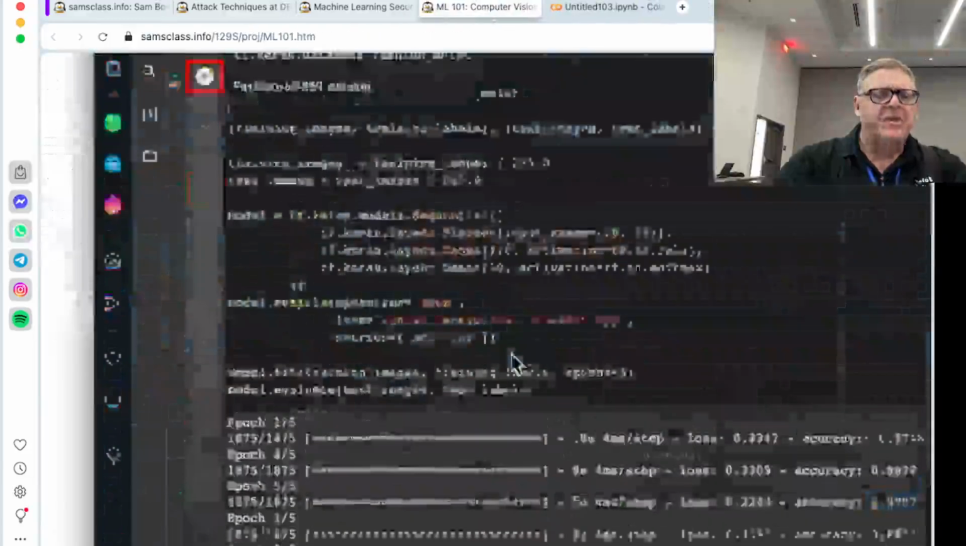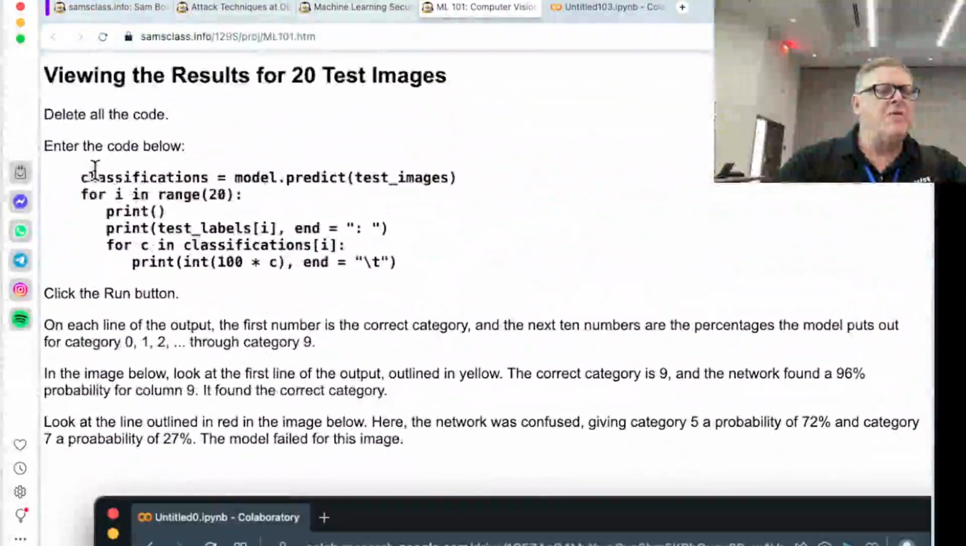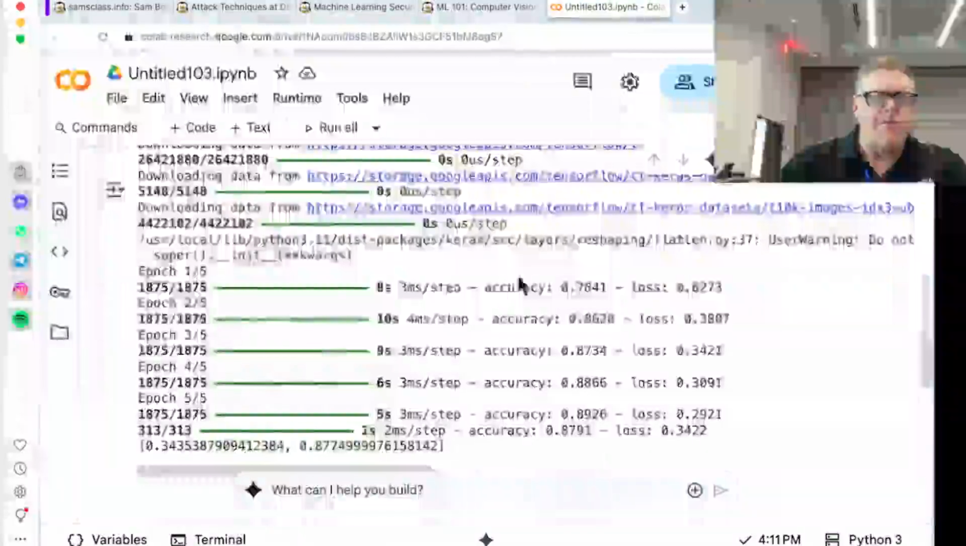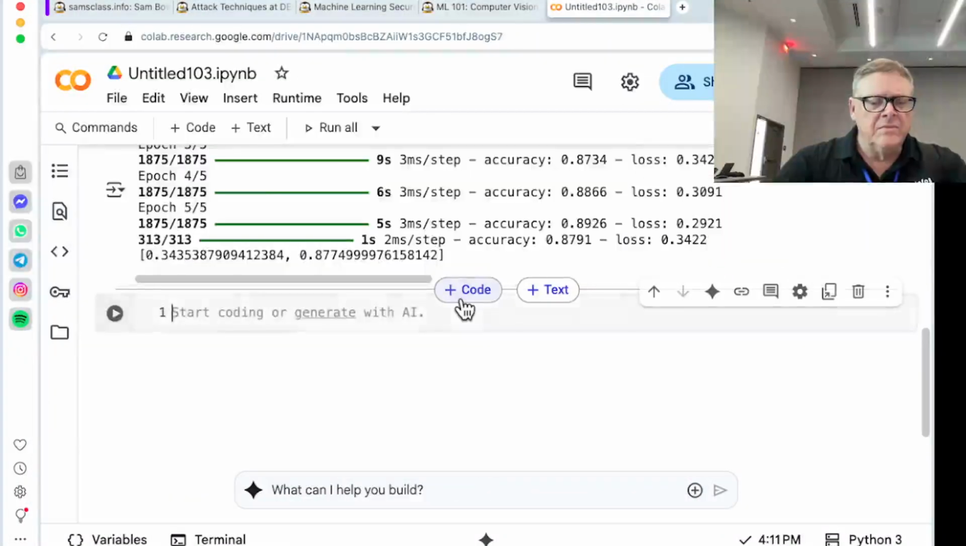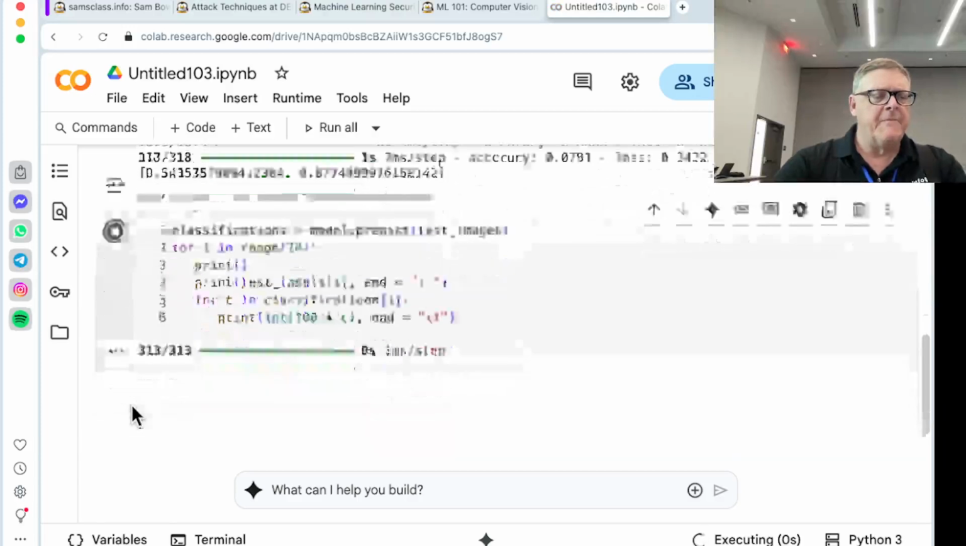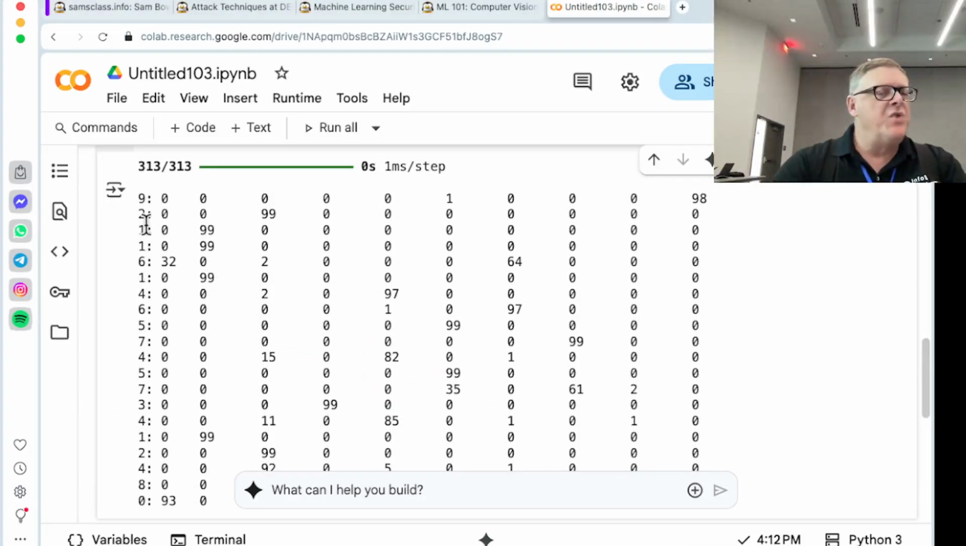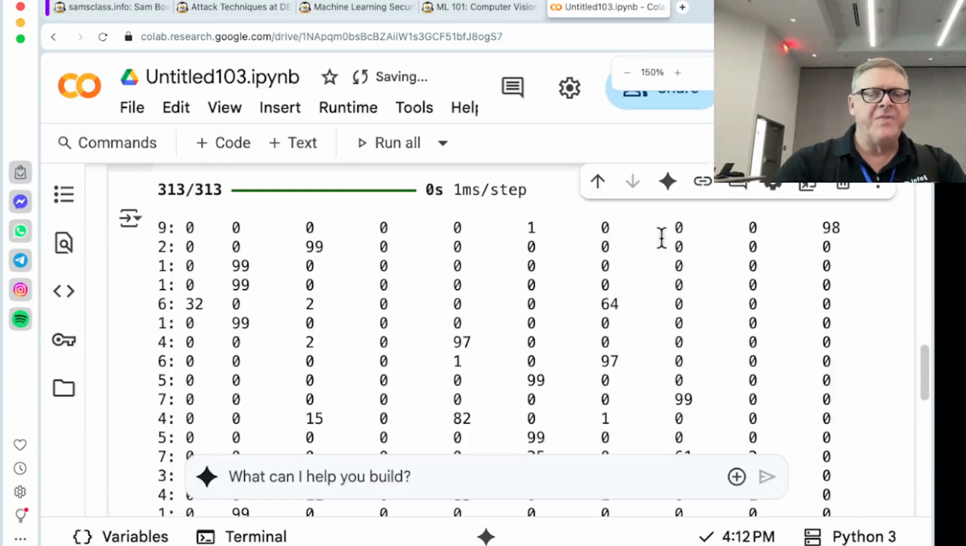All right. And so now we can view the results for 20 test images. So this will print them out so we can see what they look like. All right, and this is the model. The first image is really a number in category 9, and here's the output, and the output is 98% of category 9 and a couple other percentages here. So it got the first one right. The second one should be a 2, and you can see 2 is 99%. This one should be a 1, and that's 99%. So these ones it's doing very well.